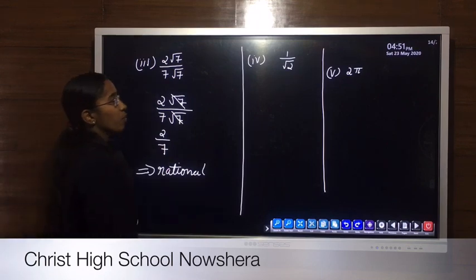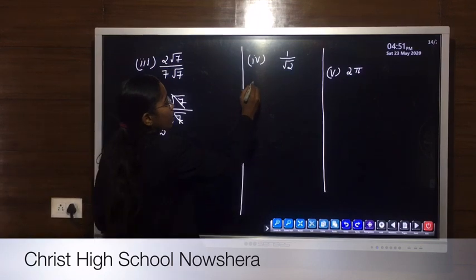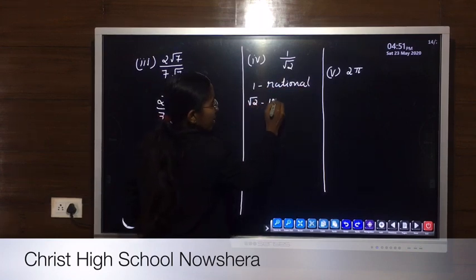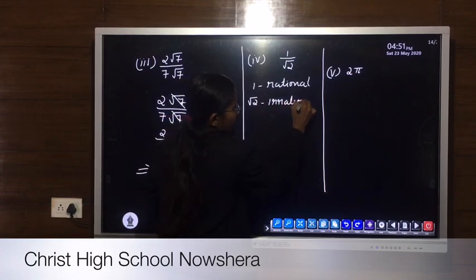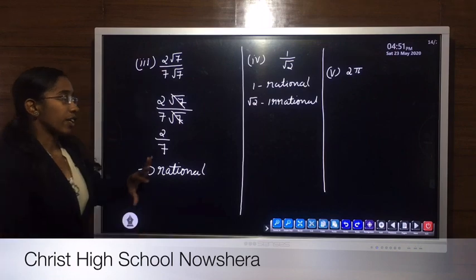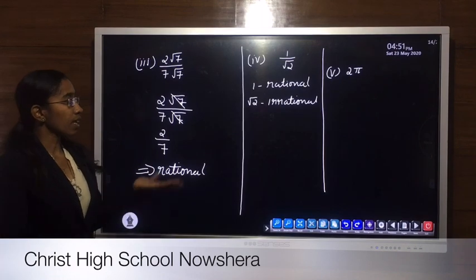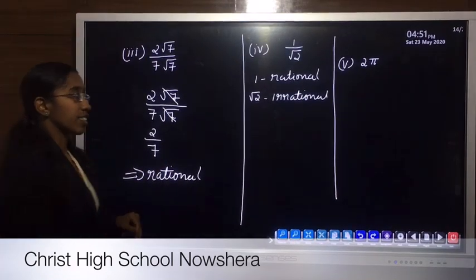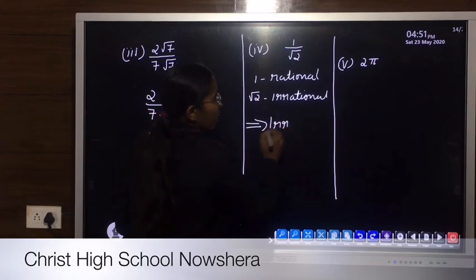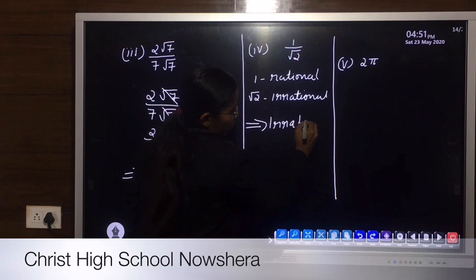And fourth one, 1 divided by root 2. Here 1 is a rational number and root 2 is an irrational number. We know that when we are dividing one rational number by an irrational number, then our answer is always irrational. So 1 by root 2 is an irrational number.